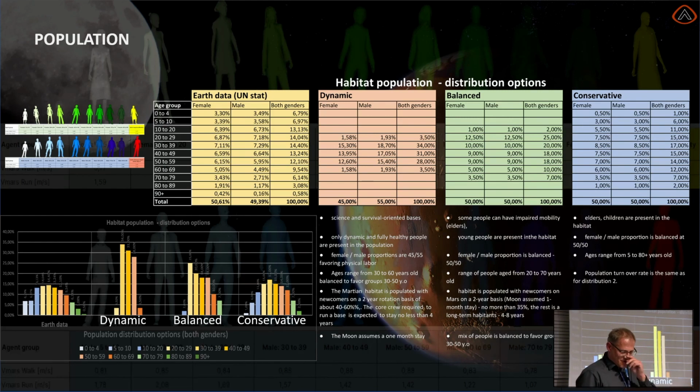So each distribution option also reflects the next steps of the colony's development. And the small diagram here illustrates the typology. As you can see, conservative, which is the biggest habitat, almost reflects the typical Earth statistical data of progressive countries. So we are developing the colony from young fit specialists into a normal demographic society.